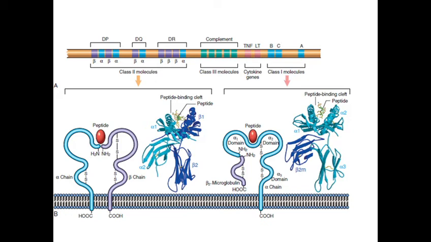Another difference between MHC class 1 and class 2 molecules is that MHC class 1 molecules are found in all nucleated cells and platelets, while MHC class 2 molecules are not found in all nucleated cells. They are present only in the antigen presenting cells.